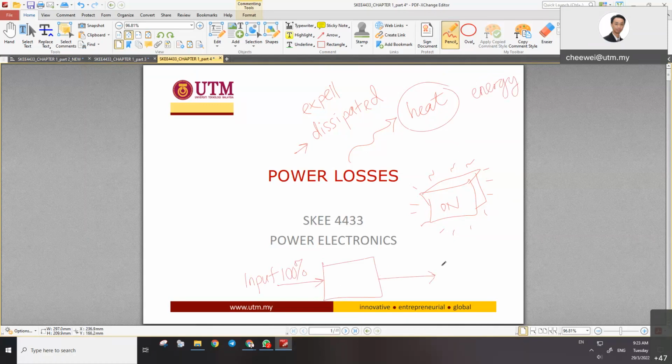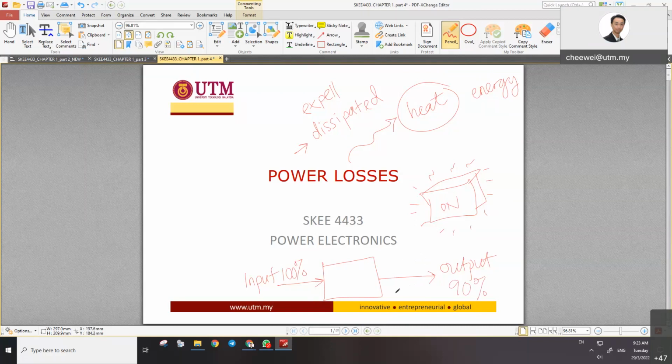Do I normally get the output 100%? It doesn't exist in the real world. The ideal case is not happening. Maximum, maybe I get 90% of the input energy.